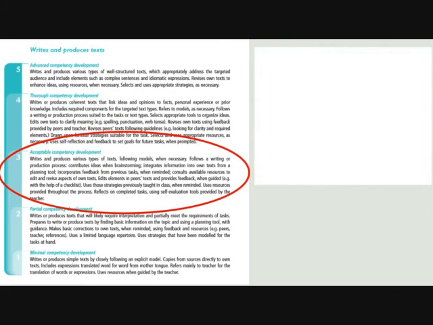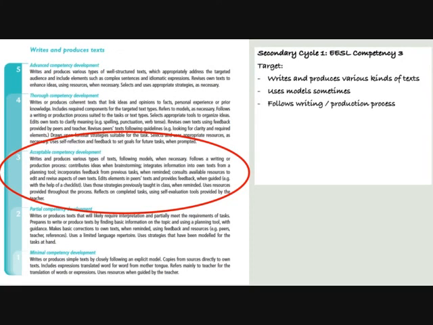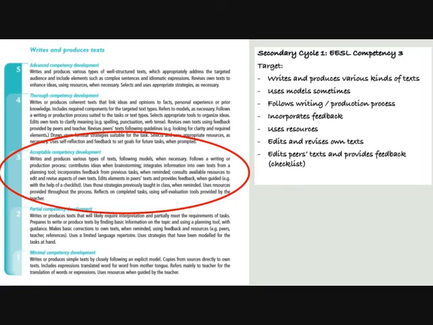Competency 3, last one. Again, acceptable. They're writing and producing a variety of texts, following models when necessary. They're following the model sometimes. They're following the writing and production process. They're incorporating feedback. They're using resources. They're learning to edit and revise their own texts. And they're learning to edit peers' texts and providing feedback. Again, take some time to have a look at what advanced competency development looks like and minimal.